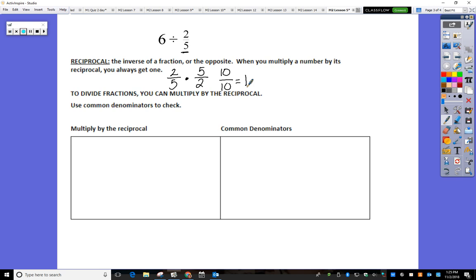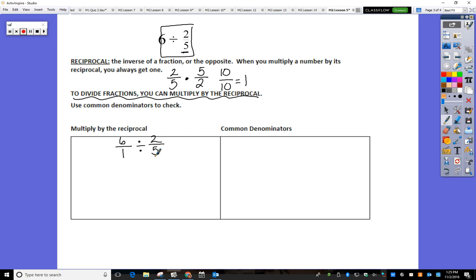So to divide fractions, you can multiply by the reciprocal. So we are going to see what this looks like. We had the division problem 6 divided by 2/5. I'm going to take the 6 and put it over 1. Anytime you're dividing with a whole number and you're looking with fractions, you're going to turn the whole number into a fraction by putting it over 1. And then I'm going to write divided by 2/5. So I always recommend writing the problem out first so you don't make any errors.